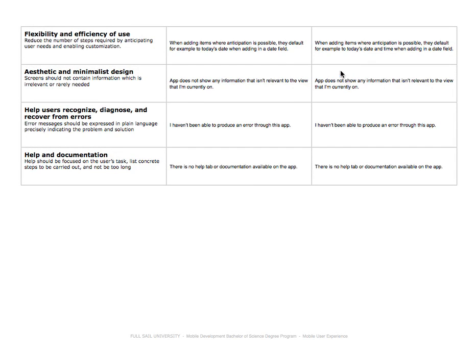Flexibility, they both did the default thing. So if I was adding an event, it defaulted to today's date and the time right now when I was adding it. They both didn't show anything that didn't have to be there. I couldn't produce any errors to see whether I was doing anything wrong and seeing if it did do that. And then there was no help or documentation for either of these two.